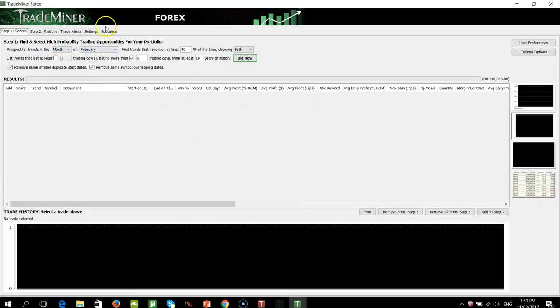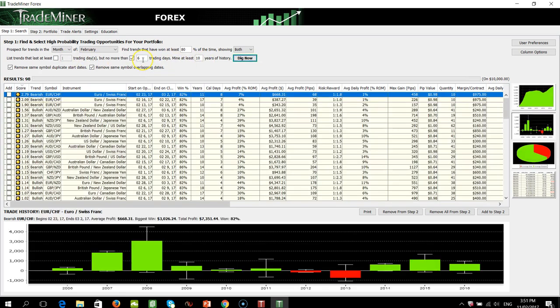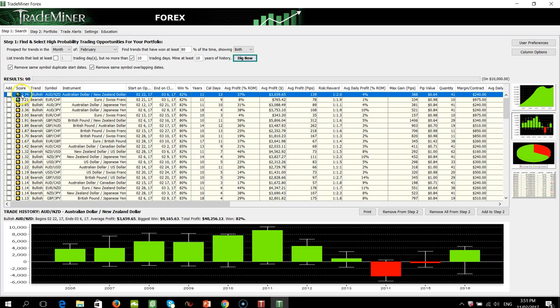Again, it was very similar. It just says Forex up here in a different color. And where are we? February here. Okay, this one's set between up to 6 days. 6 days is not very long. Let's see if it looks any different here.